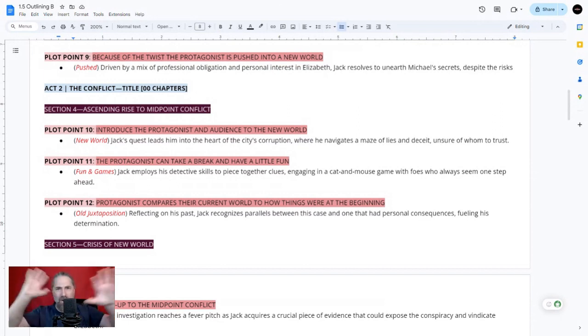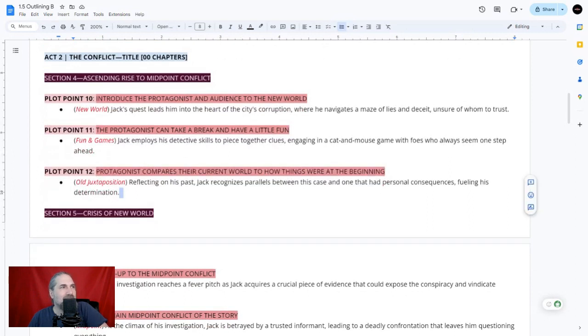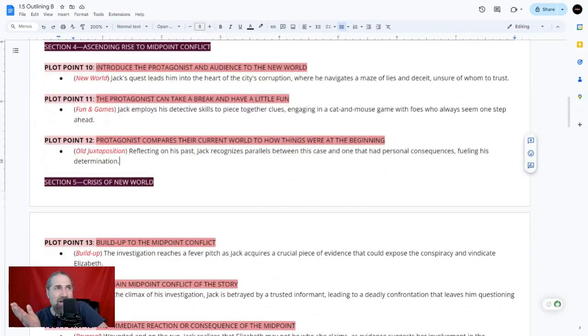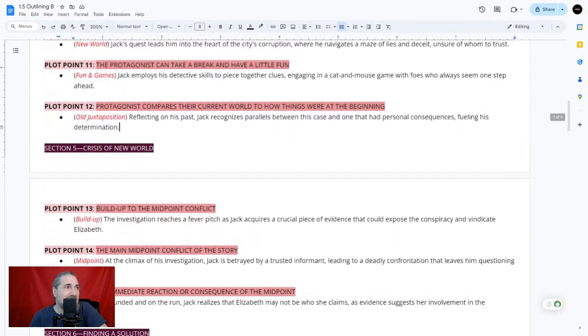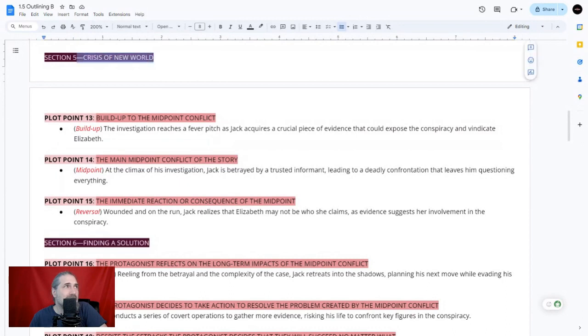He's like, oh, where do I put this? You see all the strings and pictures and notes, and he's like, I think I figured it out. And then he reflects on the past. Obviously, he recognizes the parallels between this case and the one that had personal consequences, fueling his determination. So now we're thinking about stuff he's done in his past. Now we get to the midpoint conflict, which is section 5. Okay.